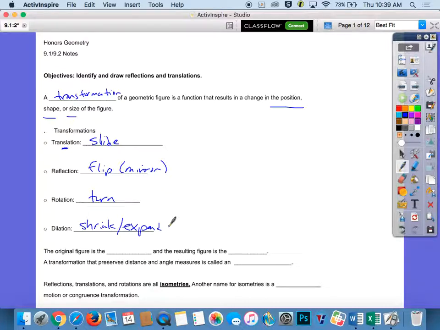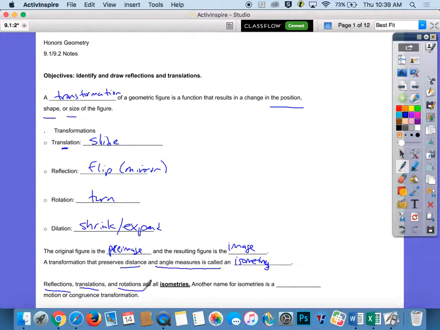or expands a figure. So your original figure is called your preimage, we'll use that terminology, and then your resulting figure is going to be called your image. Okay, so your preimage is what you do the translation, reflection, rotation, or dilation to, the image is what results. A transformation that preserves distance and angle measure is called an isometry. So when you guys hear isometry, I want you to think congruence, all right?